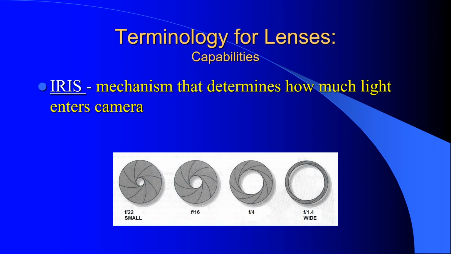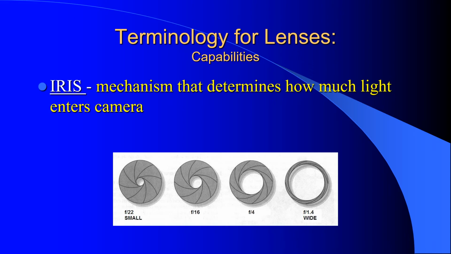First, the iris. The iris is really that mechanism within the lens that determines how much light enters the camera. Think of your own eyes. Your eyes have irises in them. The wider the iris is, the more open the iris is, the more light that's going to be coming in. The smaller the iris is, the less amount of light is going to be coming into the camera.